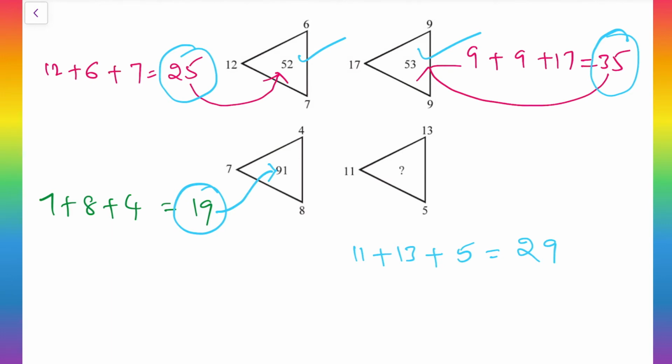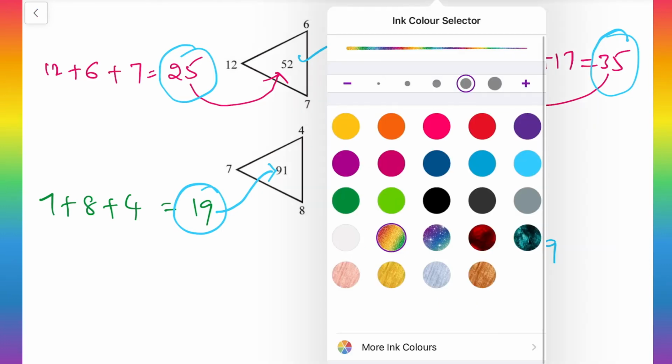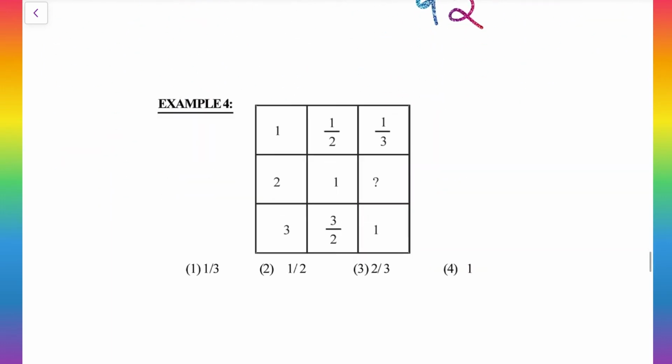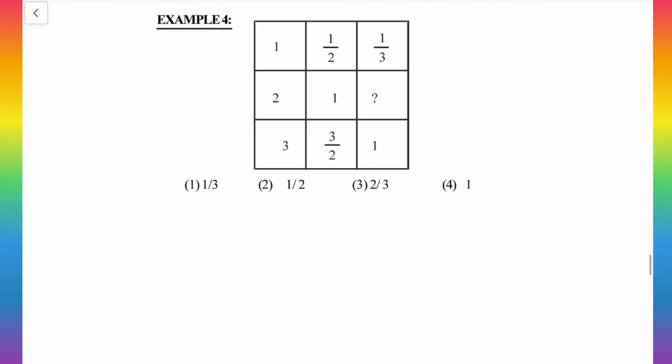Then 29, if we do reverse, we get 92. So the missing number is 92. Okay, let's move to the next question then. Okay, 1 by 2, 1 by 3, 2, 1, something is missing, 3, 3 by 2, 1. So what is the missing number there?